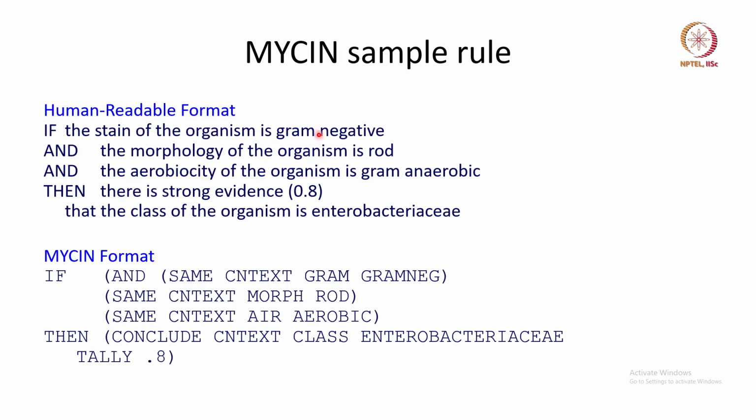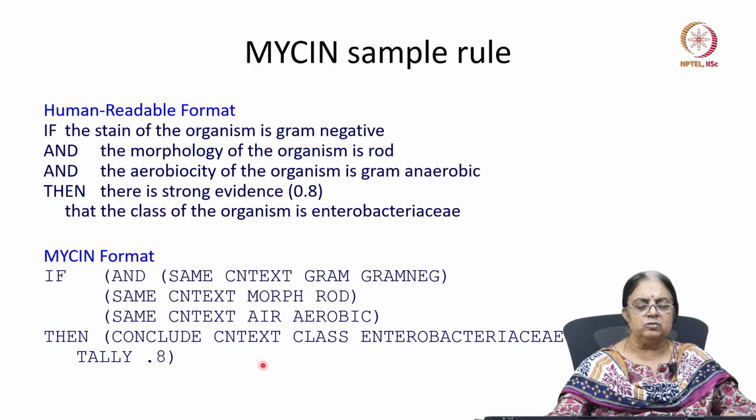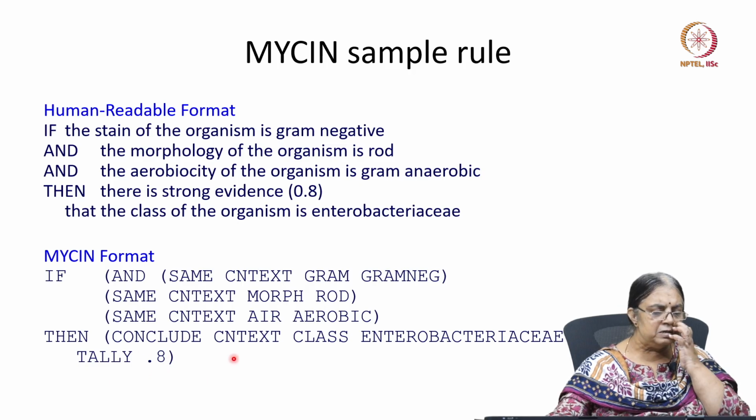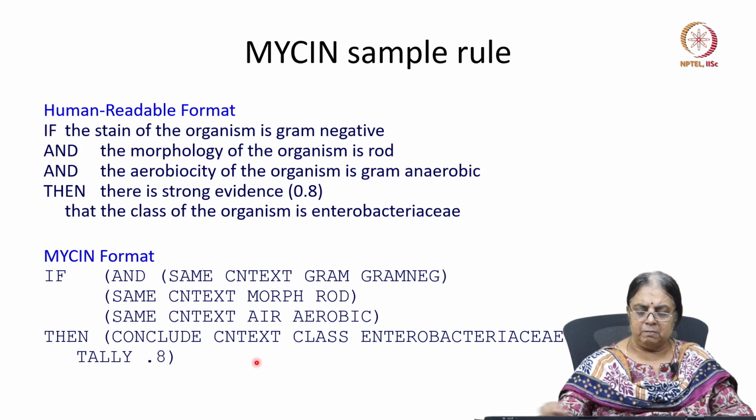So if the stain of the organism is gram negative and the morphology of the organism is rod and the aerobicity of the organism is aerobic, then there is strong evidence that the class is so and so. And this is how it comes in the Mycin format. So you conclude that it is this with a tally of 0.8. This is what is called the confidence factor. We'll see what these factors actually mean.